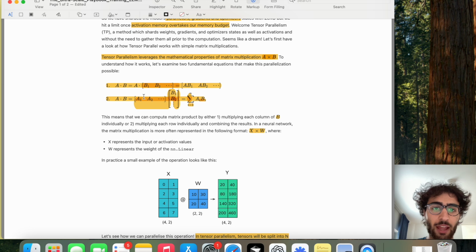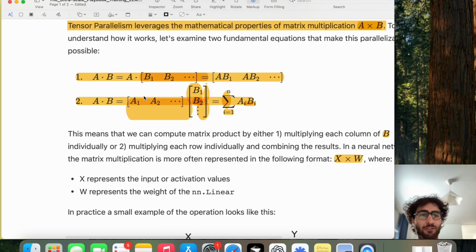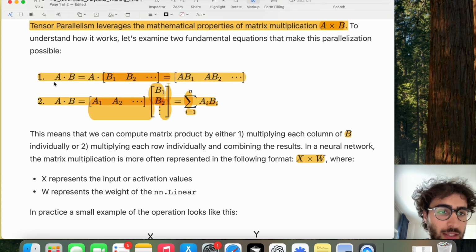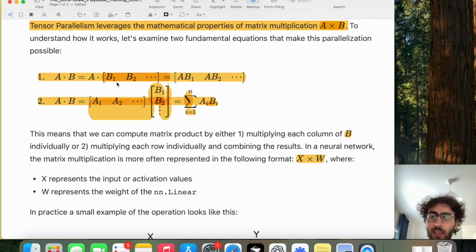Let's look first at some fundamental equations that make parallelization possible. You can write a matrix multiplication AB as A dotted with all of the columns of B, or the columns of A dotted with the rows of B. And this is what we said here: either multiplying A by each column of B, or multiplying each row individually and combining the results. So these are two ways that we're going to split up matrices in order to compute them on different GPUs.